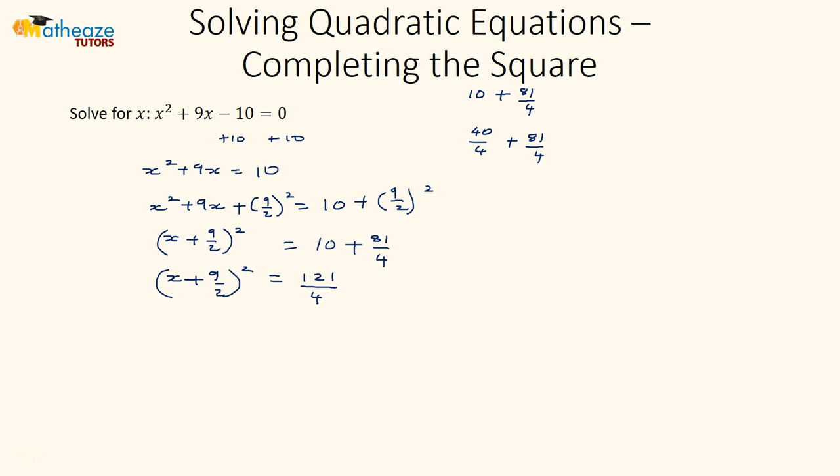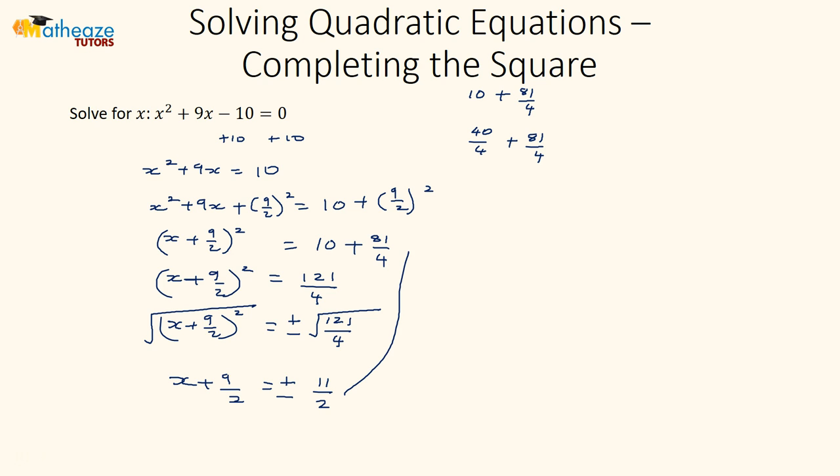Now we're going to take the square root of both sides. So we have (x + 9/2)². The square root of that is going to be equal to positive and negative square root of 121/4. So now we have x + 9/2 equal to plus or minus the square root of 121/4, which is 11/2. Now let's move this right about here. So we have two instances, two answers.